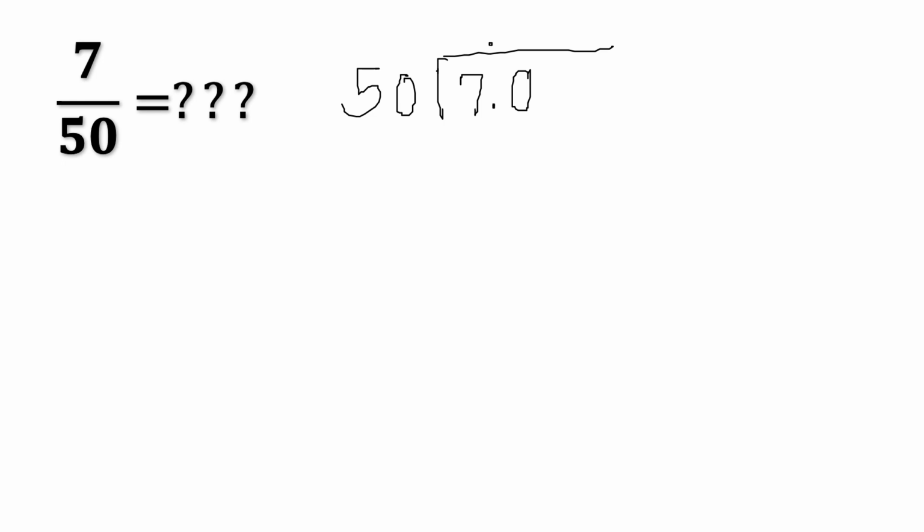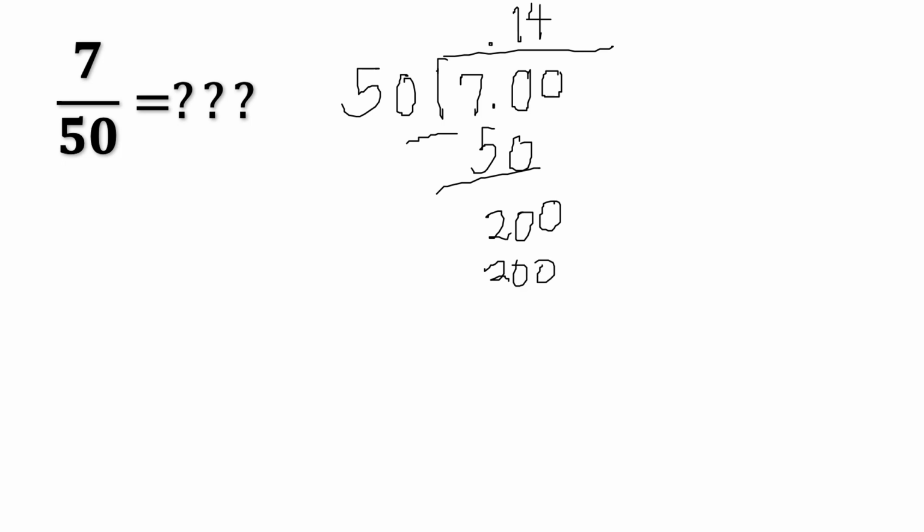So how many 50 do we have in 70? There is only 1. Then 1 times 50 is 50. Then subtract. So that's going to be 20. Then how many 50s do we have in 20? So add 0 and we will have 4 because 4 times 50 is 200. And so the remainder is now 0. Therefore, we can say that 7 over 50 is equal to 0.14 or 14 hundredths.